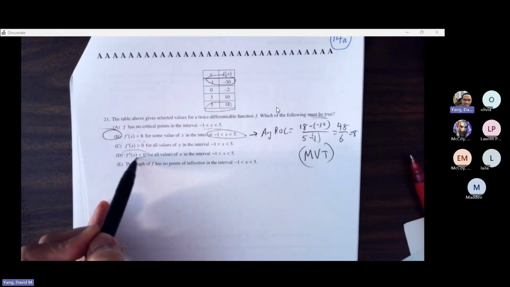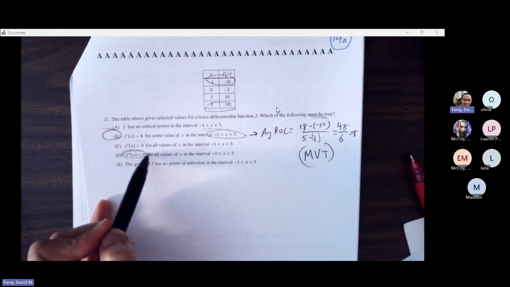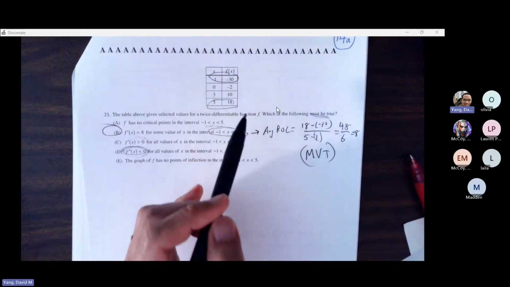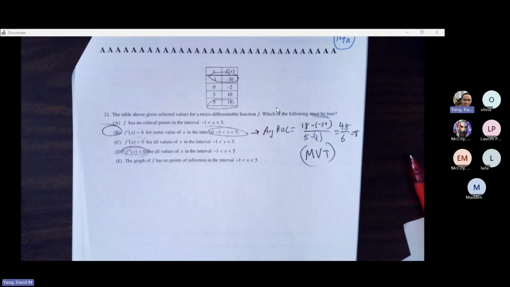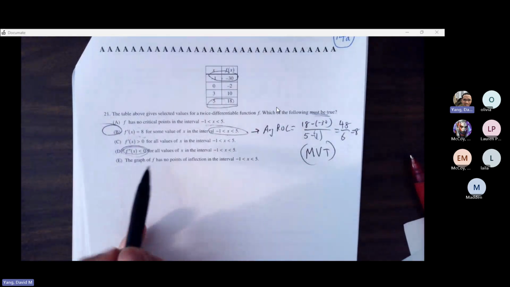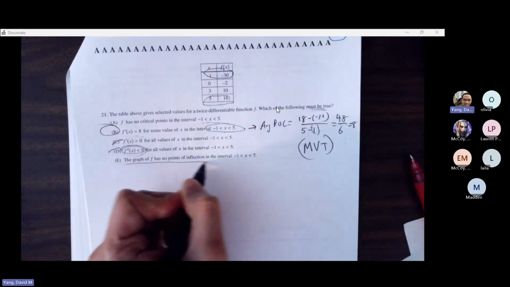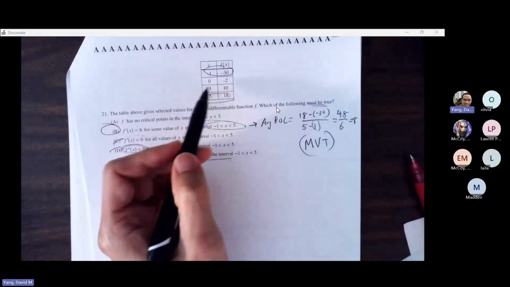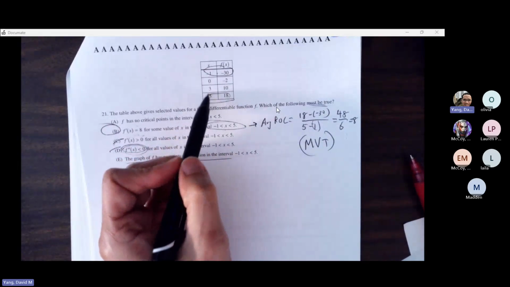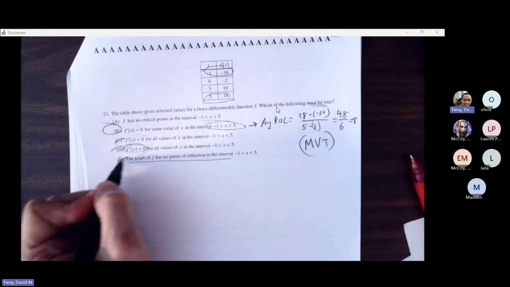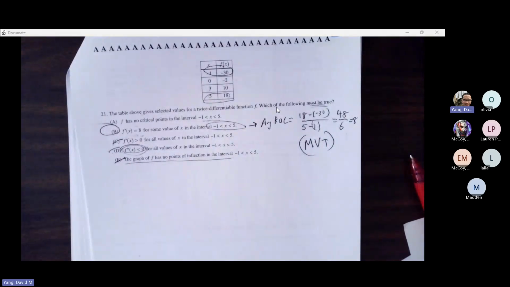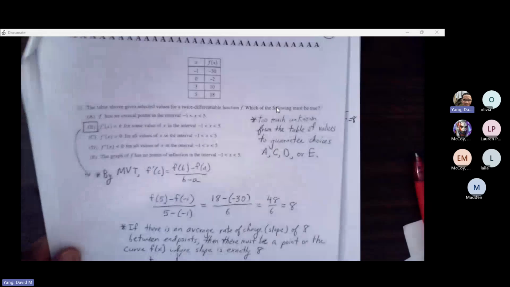Yeah, here it's asking about concavity. We don't know anything about concavity either because the graph could be changing directions that we are unaware of between these points. So we can't guarantee C and D. And then the graph has no points of inflection. Again, there could be a lot of things happening between these points that we don't know about. So there are too many unknowns for us to predict those answer choices.